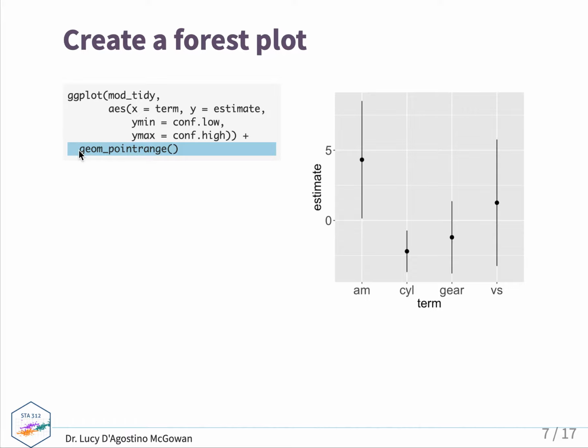And then finally, I'm going to use geom_pointrange to be able to create a range. That's how it creates a line, basically a range here with a point in the middle. And the point is going to be my y value, my estimate. And then the bottom of the range is going to be my conf.low. The top of the range is going to be conf.high.